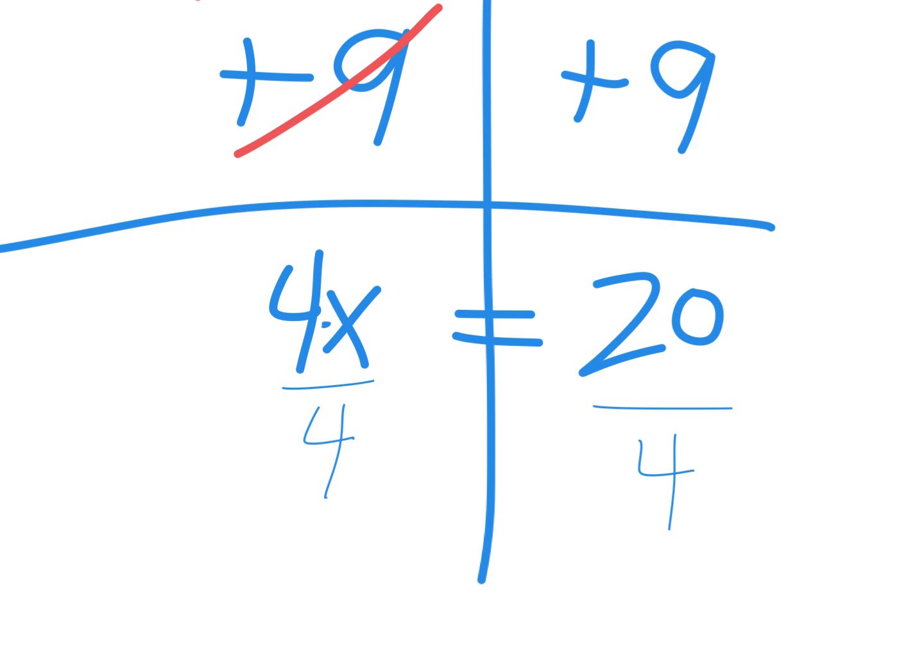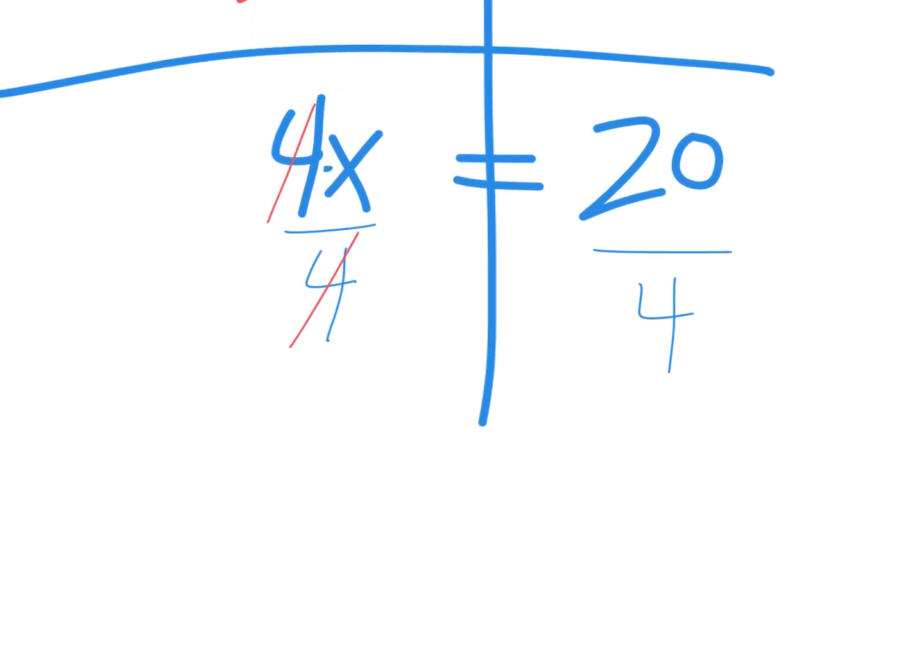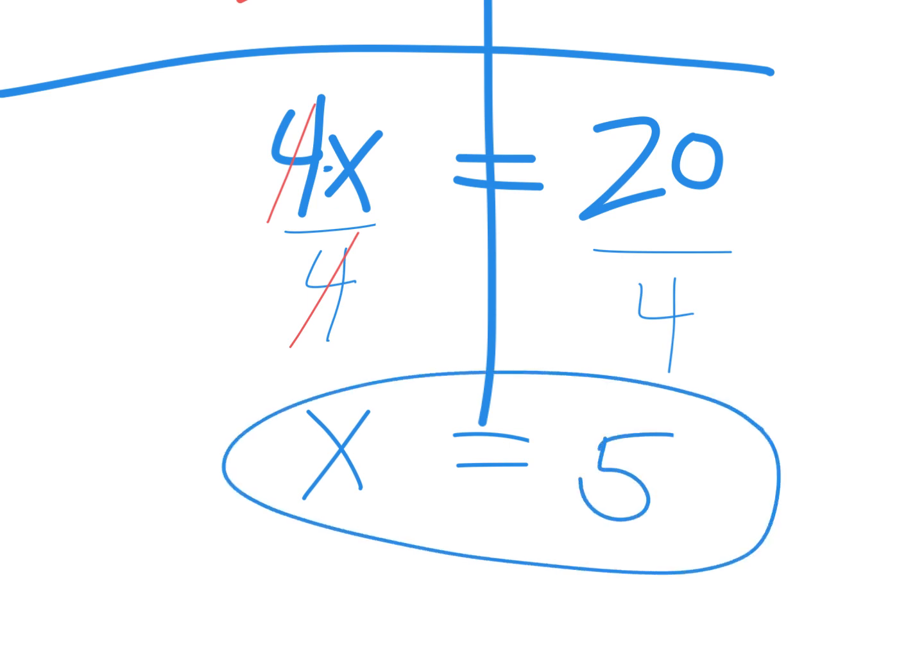Because notice, if I have 4 in the numerator and I divide that by 4, that just simplifies to 1, right? 4 divided by 4 is 1. If you don't believe me, just plug that in your calculator and then check it. So if I have 4 divided by 4 giving me 1, all I am left with is the x. And then on the right side, we also divided by 4. So 20 divided by 4, you can use your calculator, but that should give you 5.